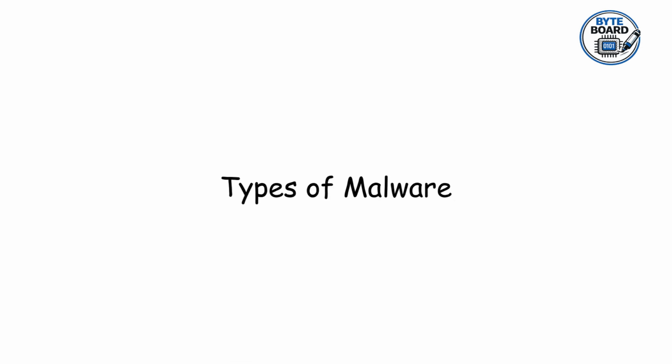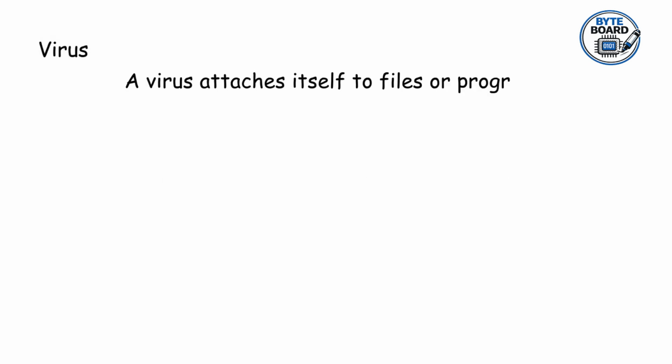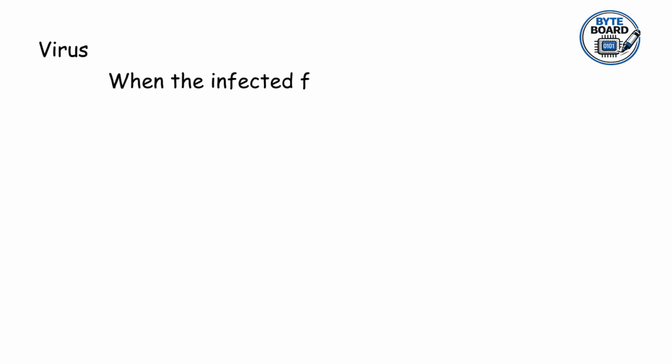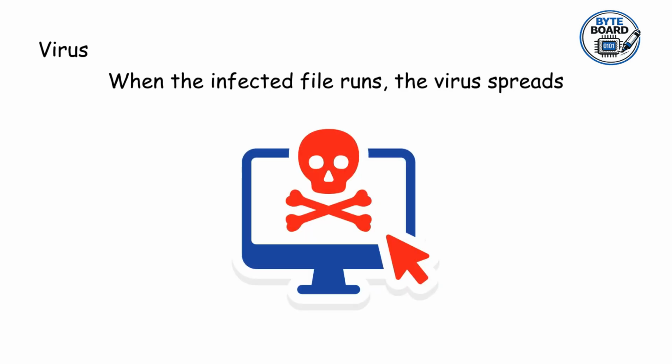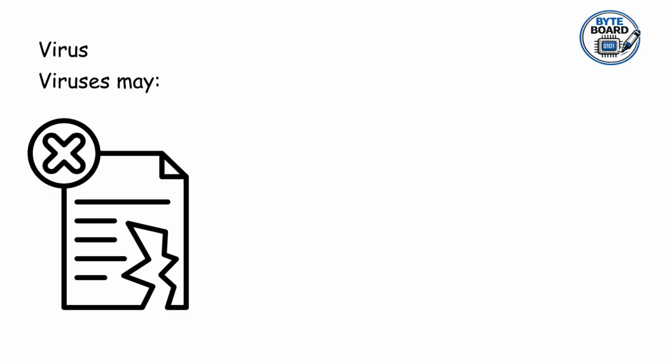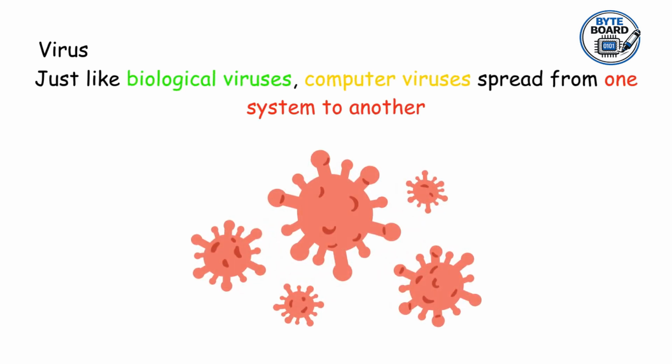Types of malware. There are several types of malware. Let's look at the most common ones. Virus. A virus attaches itself to files or programs. When the infected file runs, the virus spreads. Viruses may corrupt files, slow systems, cause crashes, just like biological viruses. Computer viruses spread from one system to another.